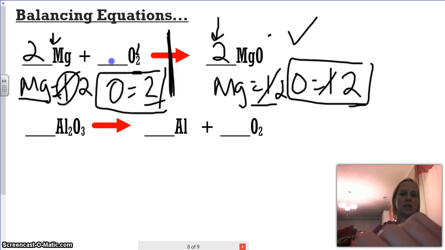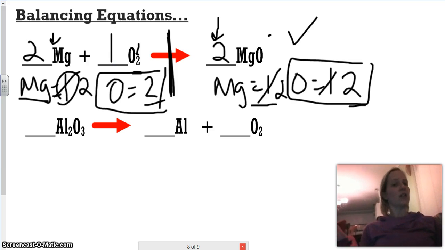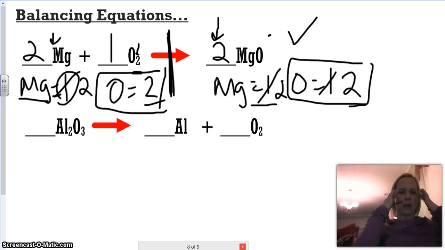Now, you could technically write a 1 in there. It's understood if we leave it blank that it's a 1, but you could, if that makes you feel better to fill the blanks in, you can put a 1 in there all day long. Okay?